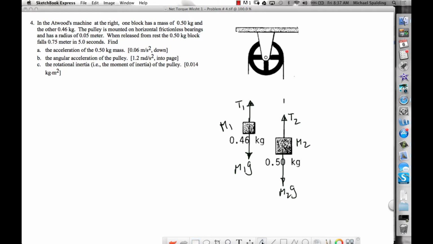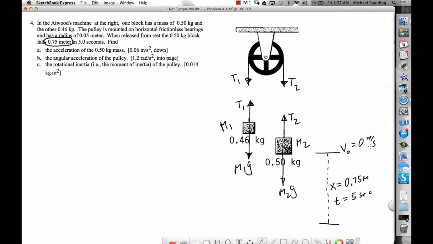Okay, now the forces on the pulley. What's pulling on this side of the pulley? T1. On this side of the pulley, it's T2. And they're not the same tensions because it's not a massless pulley. All right, we are told in the problem that M2 comes down. So X here is 0.75 meters. So 0.75 meters in a time of 5 seconds with an initial velocity of 0 meters per second.